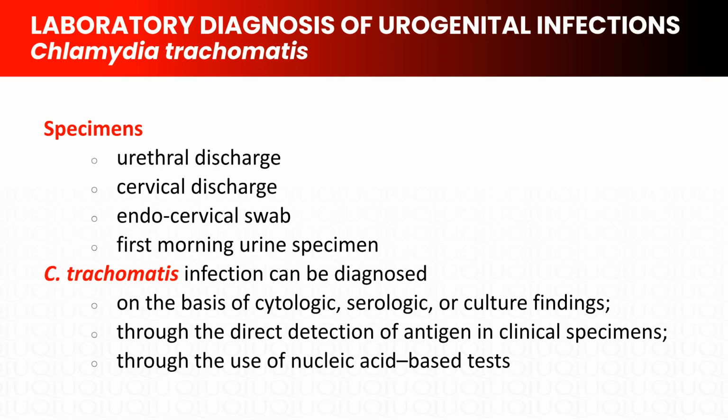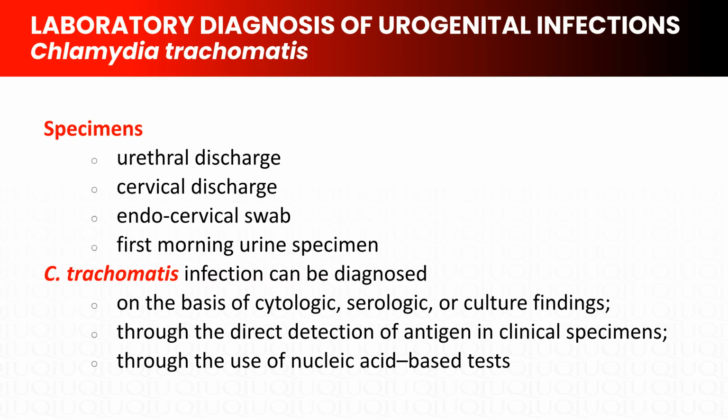Once we have appropriate specimens, Chlamydia trachomatis infection can be diagnosed through several approaches, each with its own advantages and limitations. We can make the diagnosis based on cytologic findings, looking for characteristic cellular changes or inclusions. Serologic testing can detect antibodies to chlamydia in the patient's serum, though this has significant limitations for acute diagnosis. Culture, growing the organism in cell culture, was historically considered the gold standard, but is rarely performed now due to technical complexity and lower sensitivity compared to newer methods.